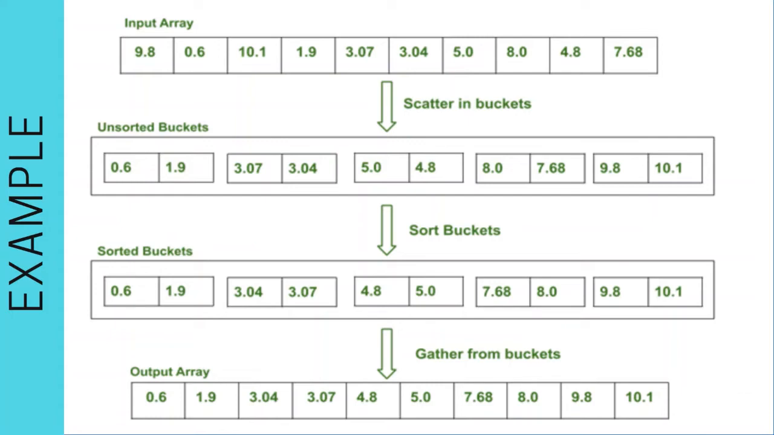If you see that one, it's 0.6, 1.9, 3.04, up to 10.1. It is clearly sorted. In this way, bucket sort works.